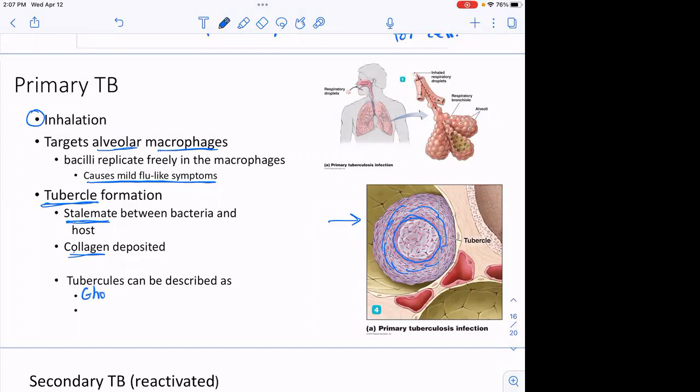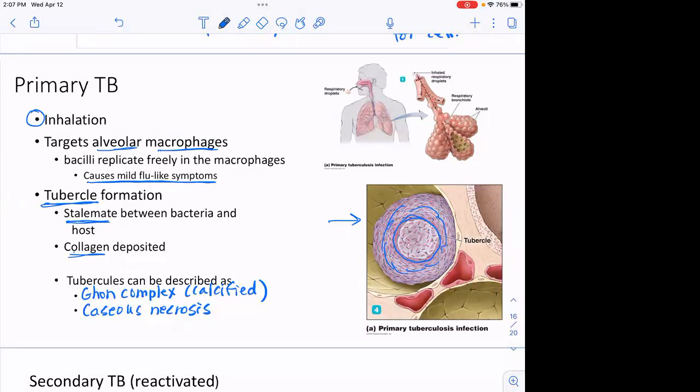Sometimes we call them Ghon complexes. That's when they get a little bit more calcified, and they show up a little bit better on X-ray. Sometimes we describe them as having caseous necrosis.